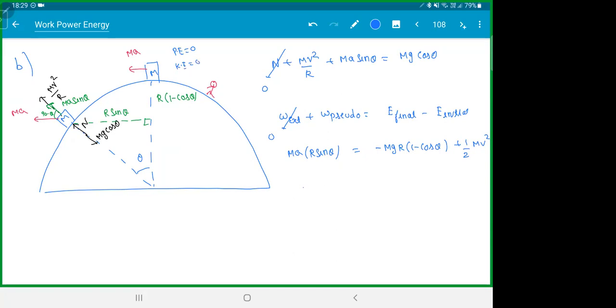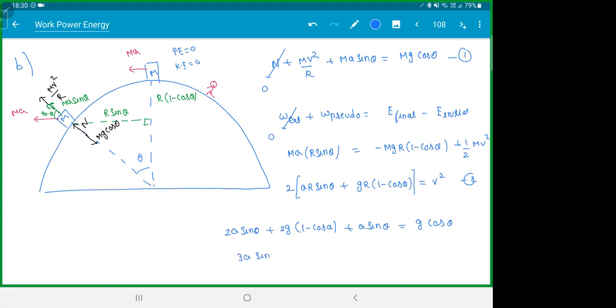So this guy would be, m will cancel, a r sin theta plus g r(1 minus cos theta) is half v square times 2. This is quite long. This is your equation 1, this is equation 2. So take this v square and substitute there. You end up with v square by r to 2a sin theta plus 2g(1 minus cos theta) plus a sin theta is equal to g cos theta.